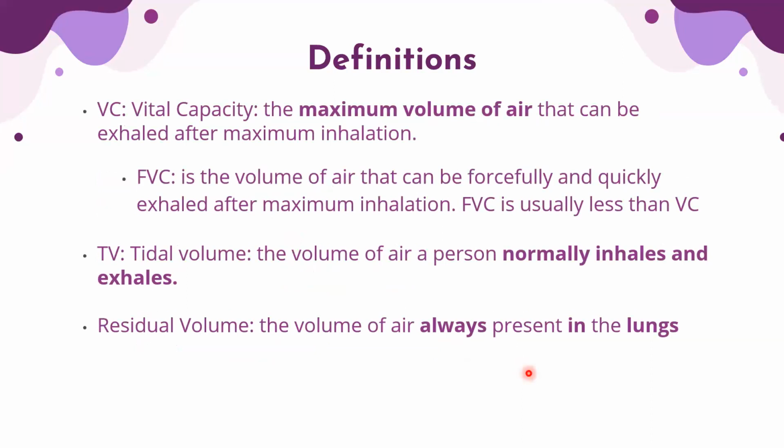We talked about vital capacity, the maximum volume of air that a person can exhale after maximal inhalation. FVC, forced vital capacity, is the volume of air that can be forcefully and quickly exhaled after maximal inhalation, so like a subset of vital capacity. But here you're using force to breathe out: maximum inhalation, forcefully breathing out, and doing it quickly. FVC usually is a bit less than vital capacity because they're using a bit more force, so sometimes it ends up being a little less than vital capacity.